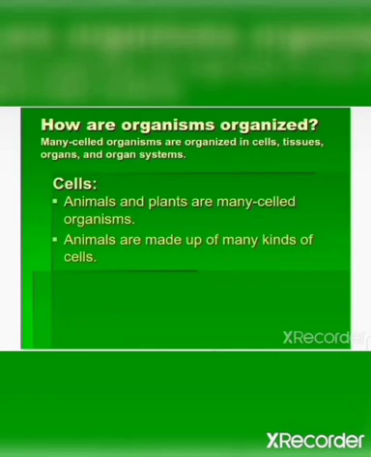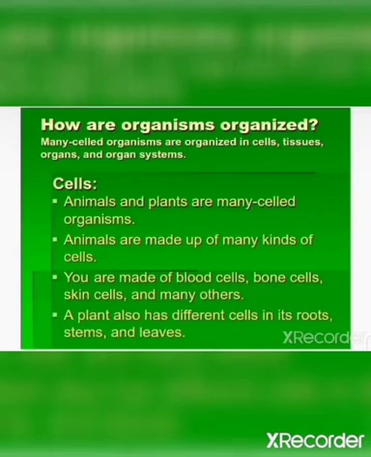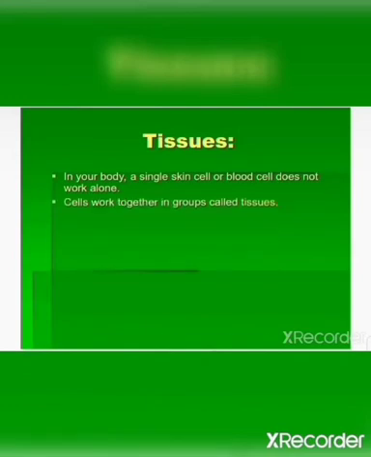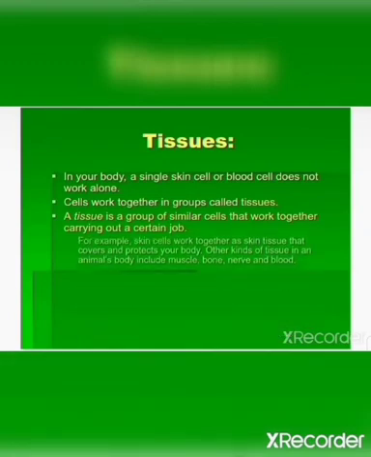Animals are made up of many kinds of cells. Like you are made of blood cells, bone cells, skin cells, and many others. A plant also has different cells in its root, in its stem and leaves. So when cells combine together, tissues are formed. In your body, a single skin cell or blood cell does not work alone. Cells work together in groups, and that's why they are called tissues.